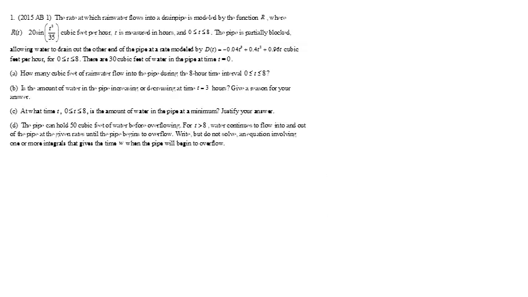Okay, part C, it says, at what time is the amount of water in the pipe at a minimum? So this is a very standard question. The first thing that you're going to want to do is write an expression for the amount of water in the pipe at any given time t. Anytime I want to write an amount and I'm given a rate, I know that I have to integrate. So I'm going to have to integrate from 0 to t, because I don't know what t is. T could be anything from 0 to 8. So I just integrate from 0 to t.